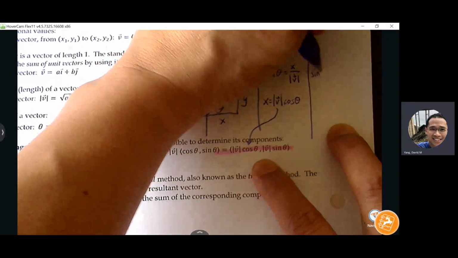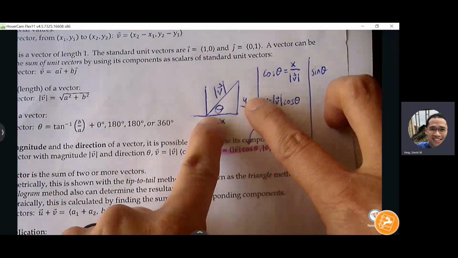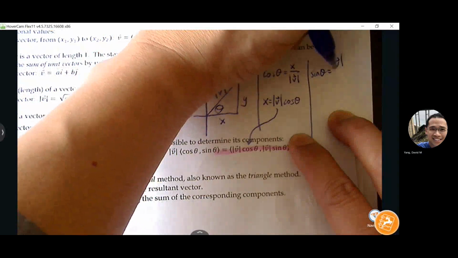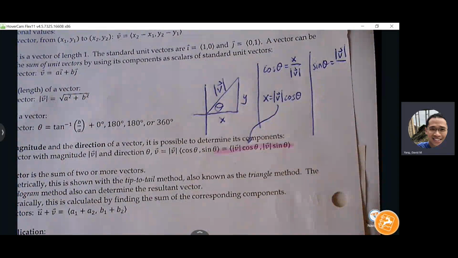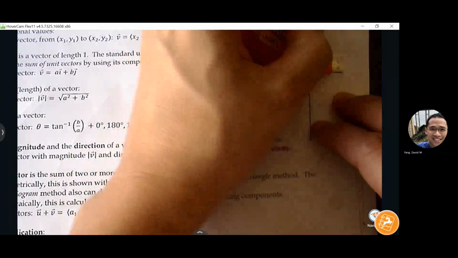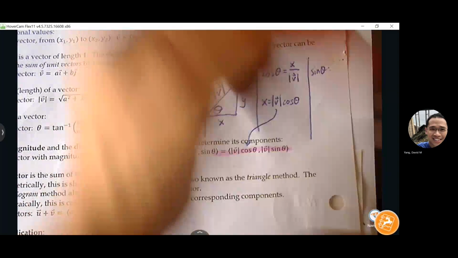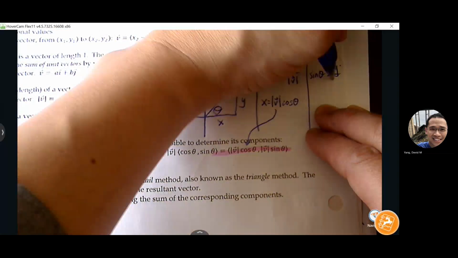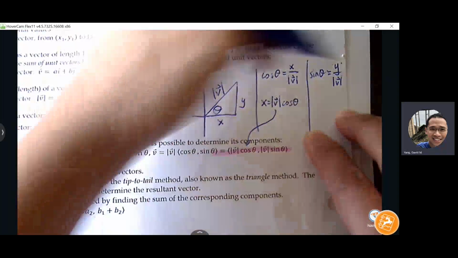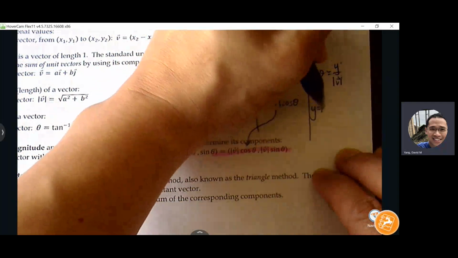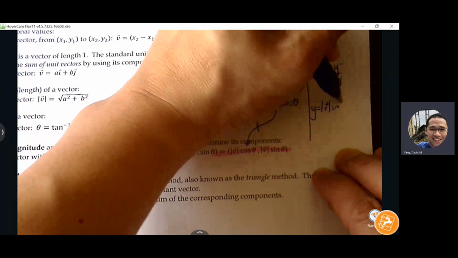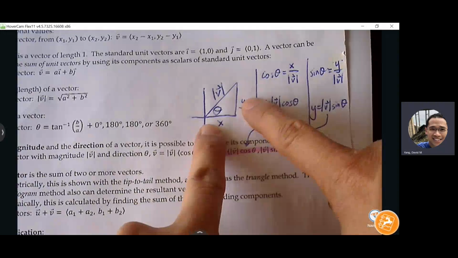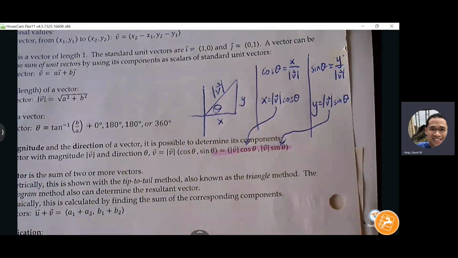Likewise, sine of theta is opposite over hypotenuse. Oops, sorry, y over magnitude. And if I want to solve for y, I say y is equal to the magnitude times sine theta. So either you memorize this or you know how to arrive at it using SOHCAHTOA.